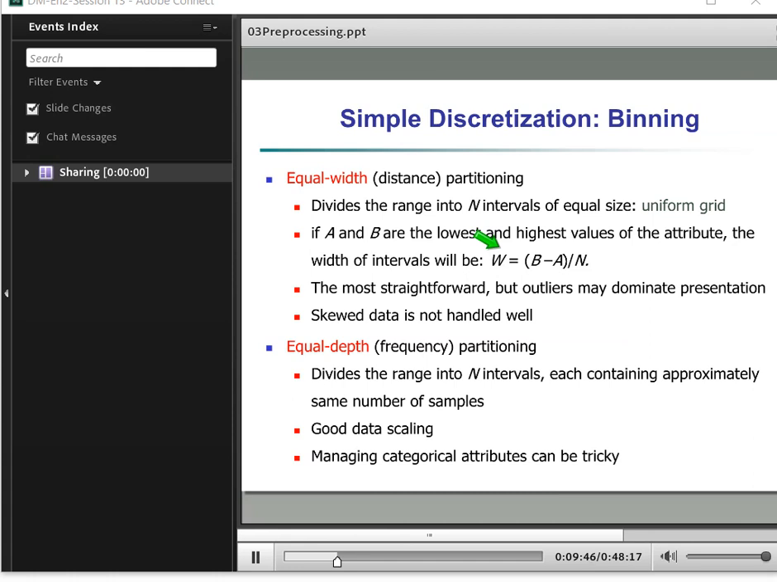Okay. This strategy scales well, and overall it has better performance than equal width. Why? Let me show you why.